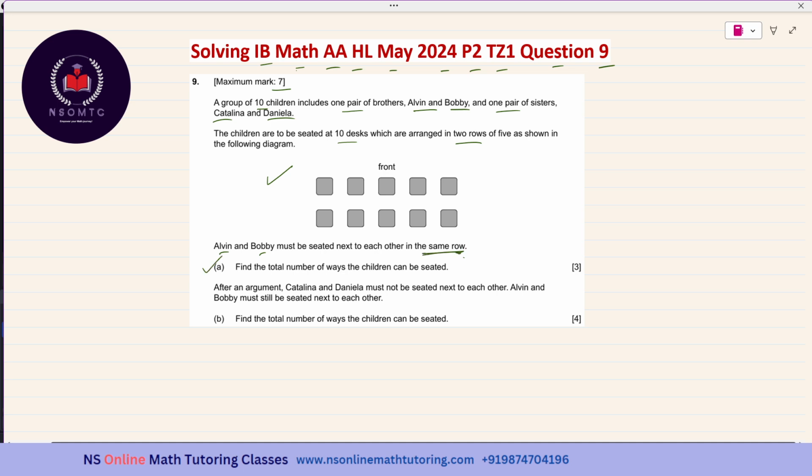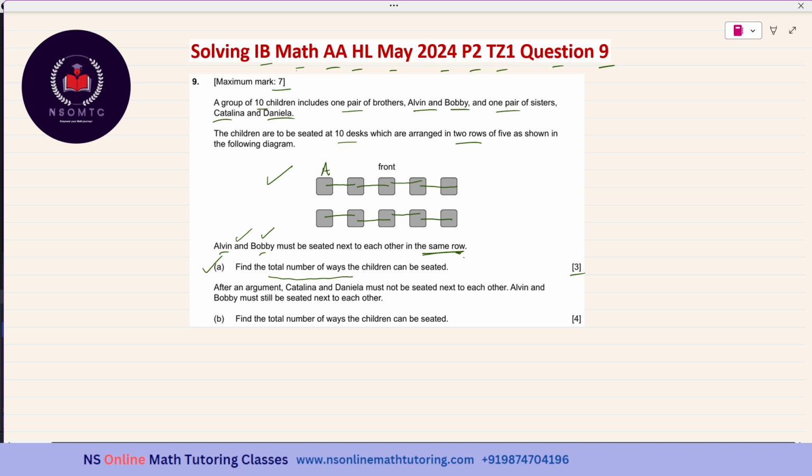The question is, find the total number of ways the children can be seated. It is carrying 3 marks. Alvin and Bobby, I can name them as A and B. They have to be seated next to each other. Alvin and Bobby can occupy these 2 seats, or these 2, or these 2, or these 2, these 2, or these 2, or these 2, or these 2. So how many of them are there? 1, 2, 3, 4, 5, 6, 7, 8.